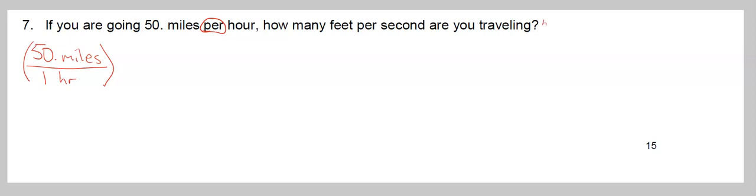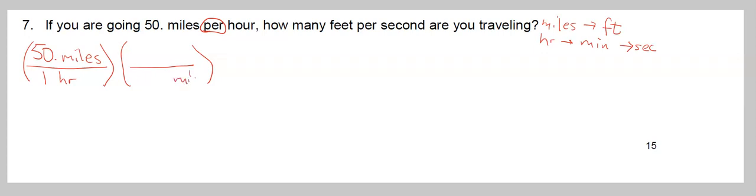So really my plan here is to do miles to feet. I do have a conversion factor for that. And then I also am going to need to go from hours to minutes to seconds. It doesn't really matter which one I do first. So I guess I could go miles to feet first, but it's kind of an arbitrary choice. So if I'm going to go miles to feet, then I need to cancel miles. Miles is going to go in the denominator for this, and I'm going to put feet in the numerator.